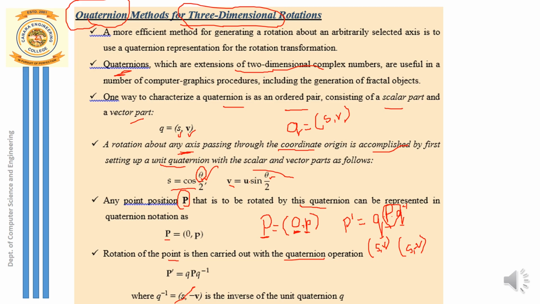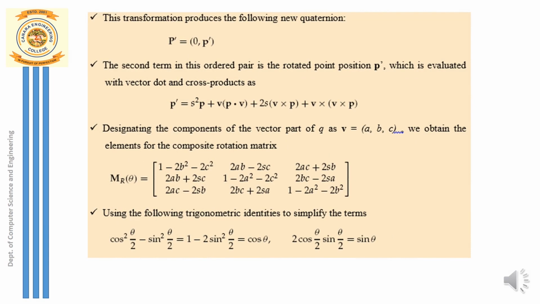Remember, any point should first be converted into a quaternion. The representation should be in terms of quaternion, and then you define the standard quaternion and multiply it with the point. By doing this you can rotate any given point or any given object. You can now see here, finally I can rotate the point. So this will be the representation of the rotated point. After performing rotation, the representation of this rotated point is also in the form of a quaternion. The new quaternion you get is 0, p dash. So the second term in this ordered pair, this p dash, represents the rotated point position.